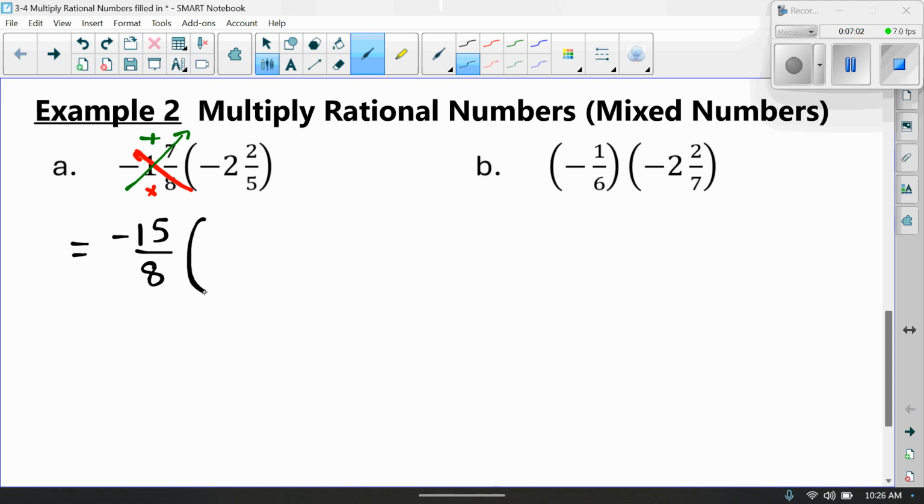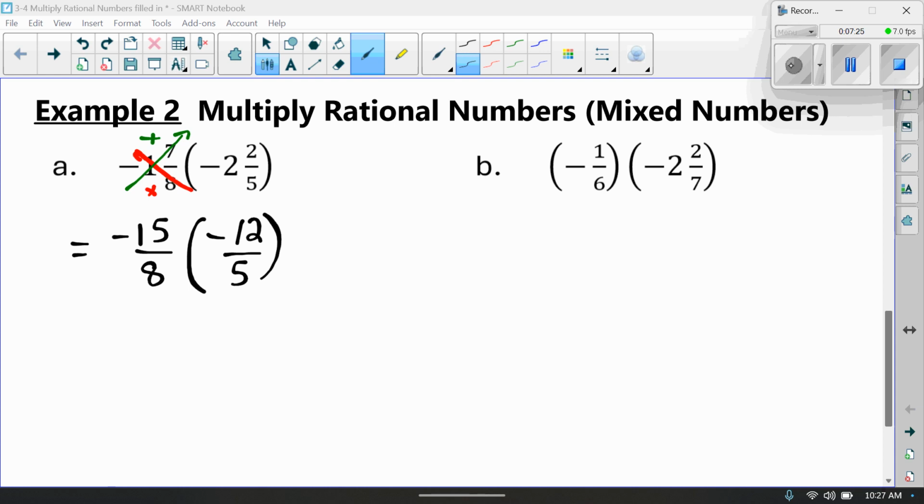Times, and then on the other side, we've got a negative. And 5 times 2 is 10, plus 2 is 12. So this is going to be 12 fifths. Everybody good? Now, what do I want to do before I multiply? Simplify. What can I simplify?